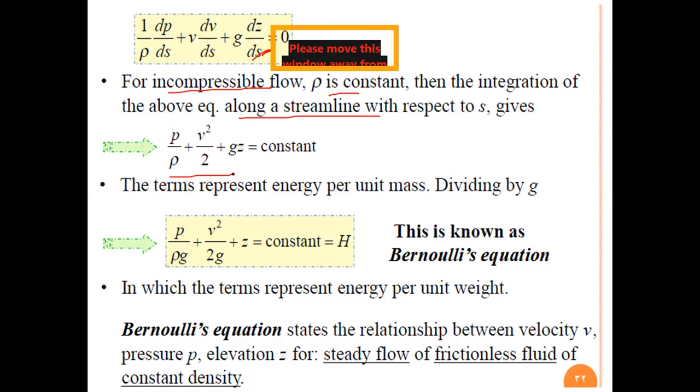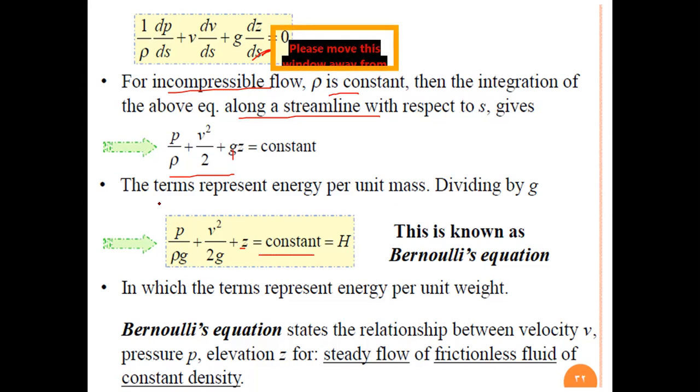Now, the terms represent energy per unit mass. Dividing by g, we have P by ρg plus V square by 2g plus Z, since g cancels, is equal to constant, that is equal to H. Now this is nothing but the Bernoulli's equation.